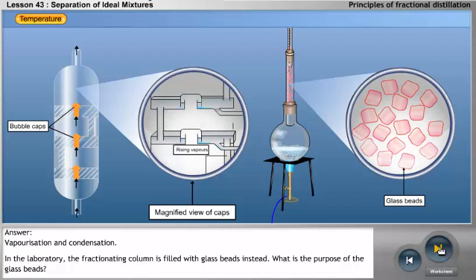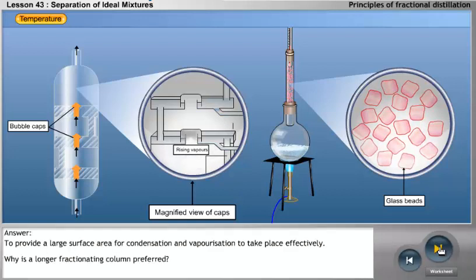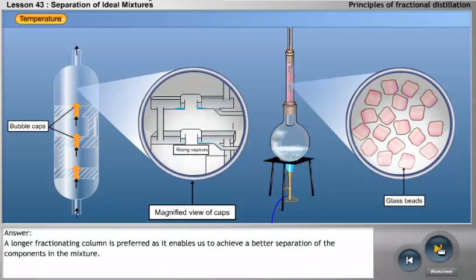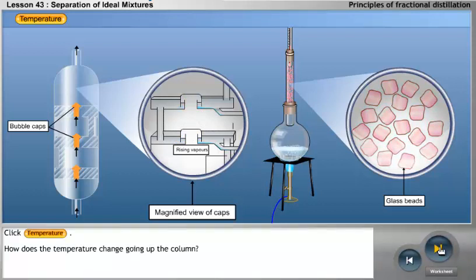What is the purpose of the glass beads? Answer: to provide a large surface area for condensation and vaporization to take place effectively. Why is a longer fractionating column preferred? Answer: a longer fractionating column is preferred as it enables us to achieve a better separation of the components in the mixture. Click the temperature button.